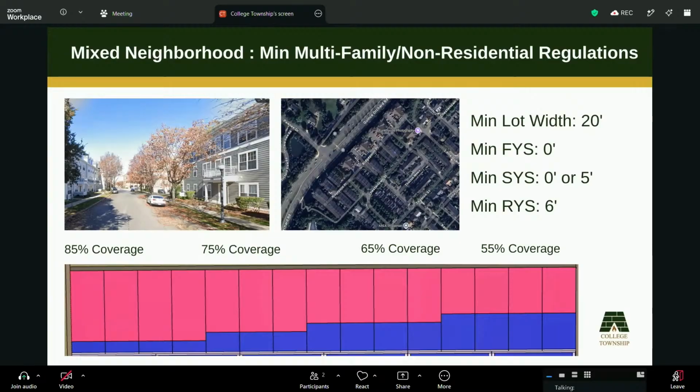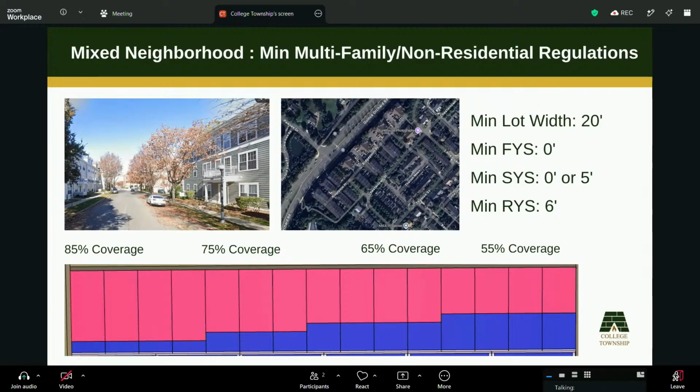So then we will move on to mixed family and non-residential in the mixed neighborhood. This has a minimum lot width of 20 feet. Again, staff's recommendation was 60 feet minimum. Front yard setbacks of 0. Again, bringing everything closer to the road. Minimum side yard setback 0.5, minimum rear setback 6 feet. The lot coverage for this is 85%.